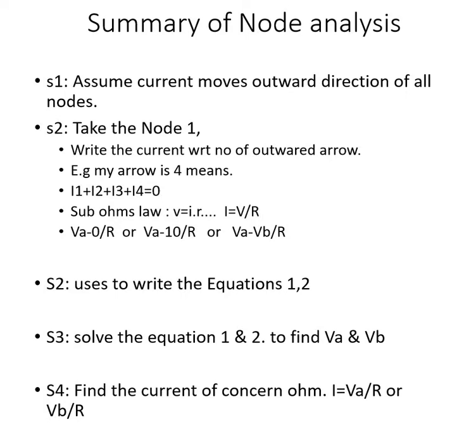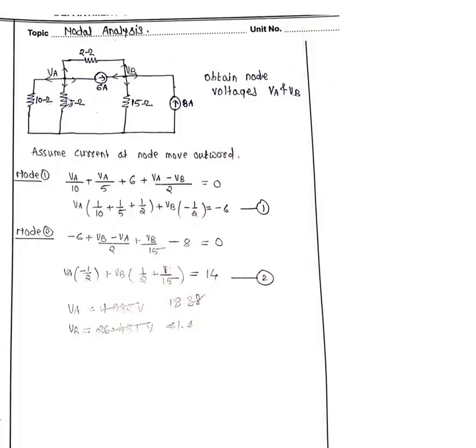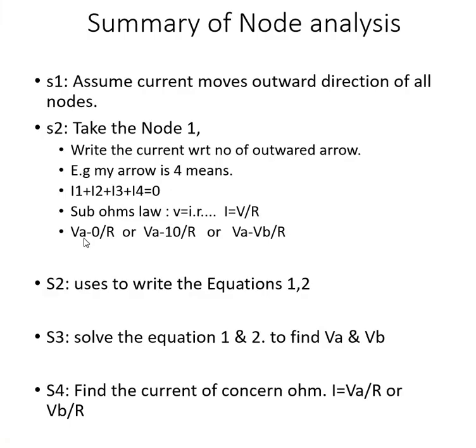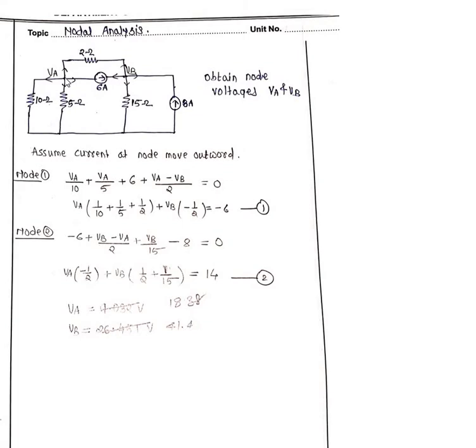I have written. The next one, substitute Ohm's law. What is Ohm's law? V is equal to I into R, then I is equal to V by R. Then substitute on those. Ohm's law, you are going to substitute. So the first one, the second one, the third one and the fourth one you can substitute. How to substitute? VA minus 0 divided by R. This is VA. Here no voltage sources are there. So VA minus 0 divided by R. Then here VA minus 0 divided by R.